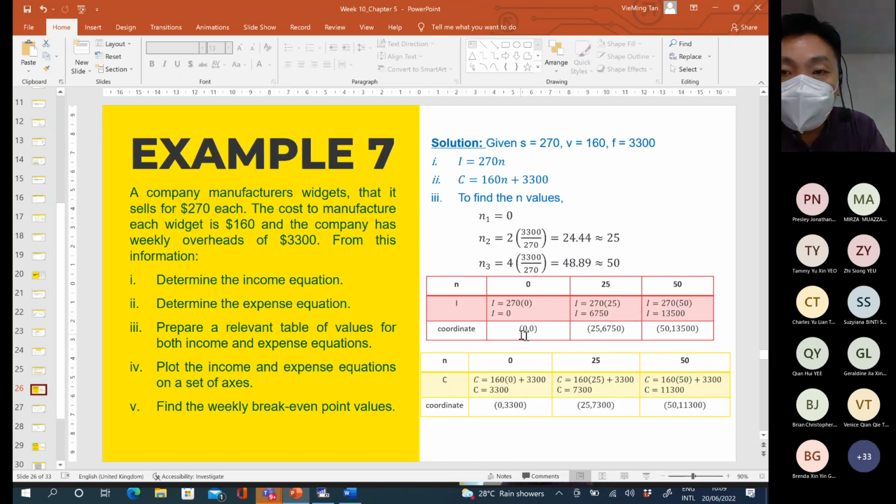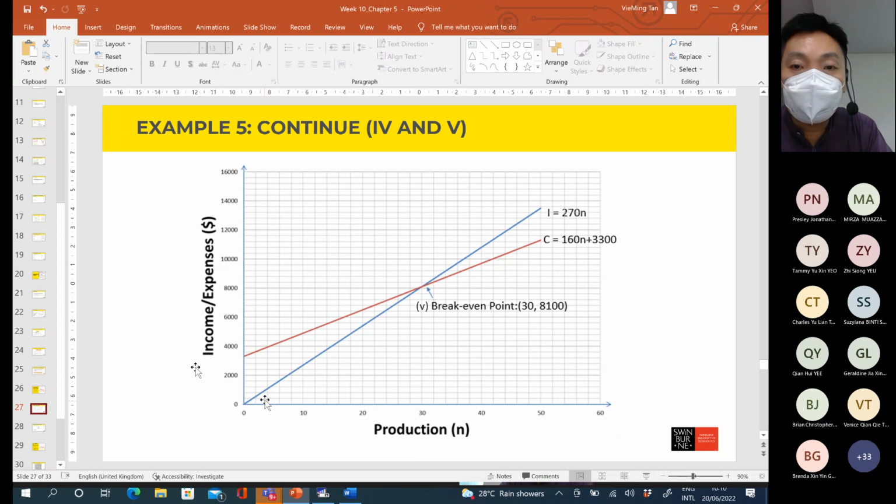So the first point is 0, 0. This is the second point. This is the third point. These 3 points, we need to jot down in the Cartesian plane, and then combine these 3 points together and give the name for this equation. It's called I equals 270n.